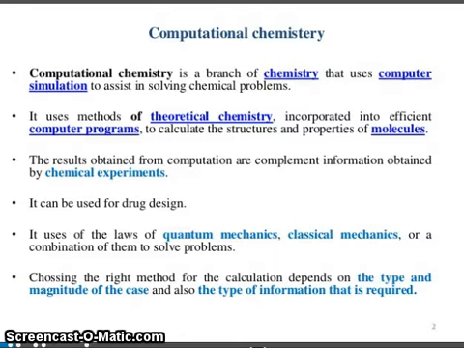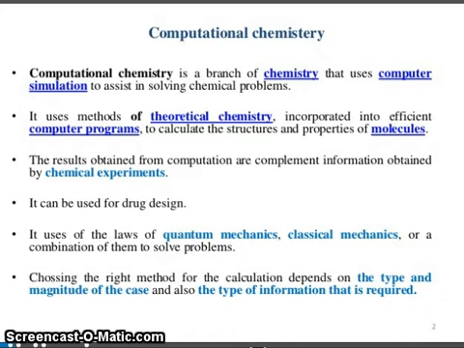Today in this video I am going to talk about Gaussian applications. So I will start from computational chemistry. Computational chemistry is the branch of chemistry that uses computer simulation to assist in solving chemical problems. It uses methods of theoretical chemistry incorporated into efficient computer programs to calculate the structures and properties of molecules.